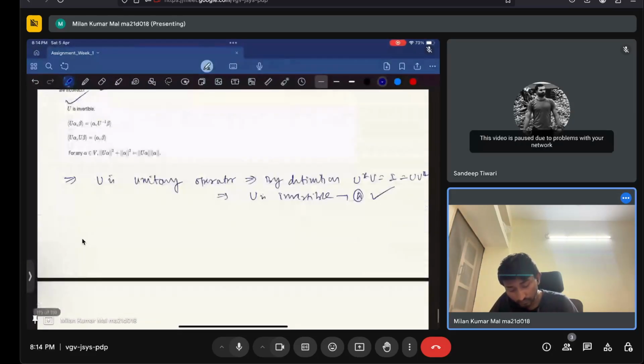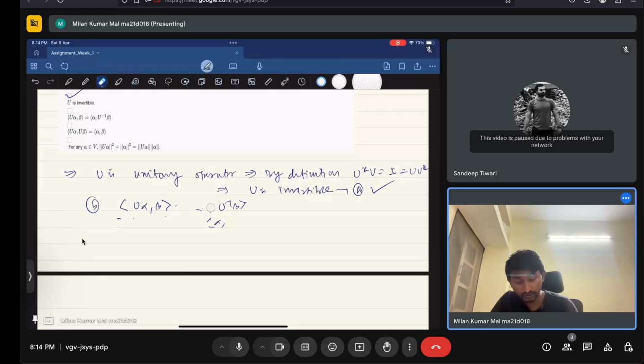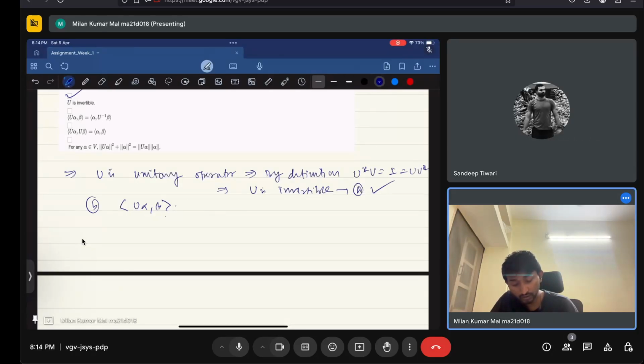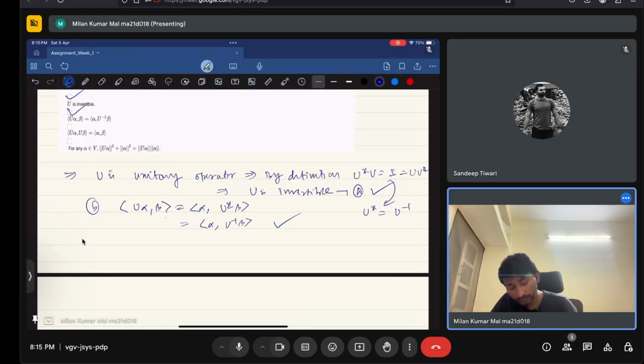And option B: u alpha, beta is equal to alpha, u inverse beta. That implies alpha, u star beta is equal to the same. Is this true or not? That is obviously true. But you know, from here one can say u star is equal to u inverse. So u inverse beta. Therefore this is also correct.